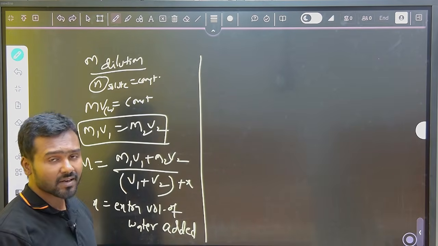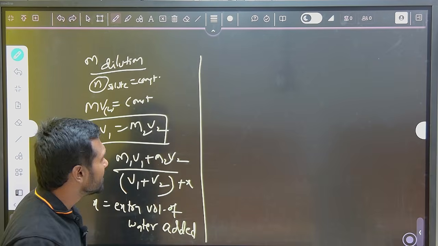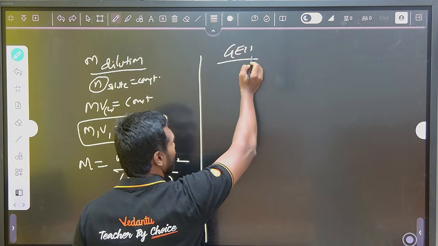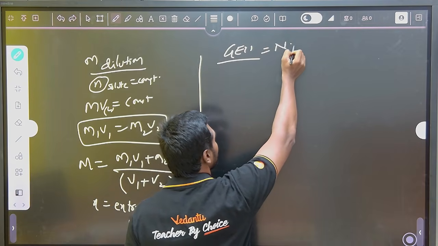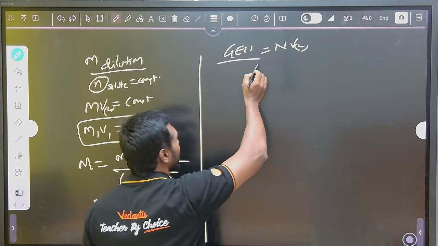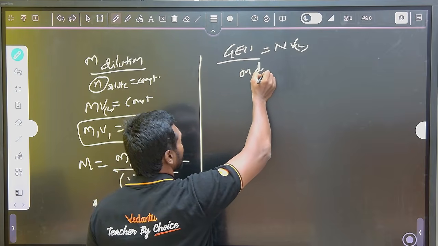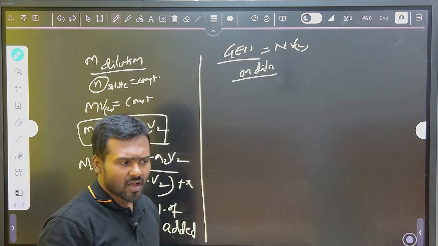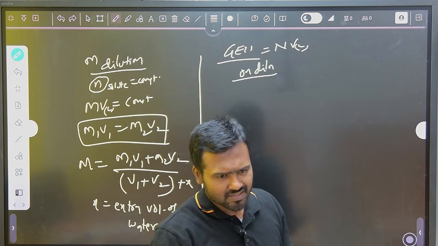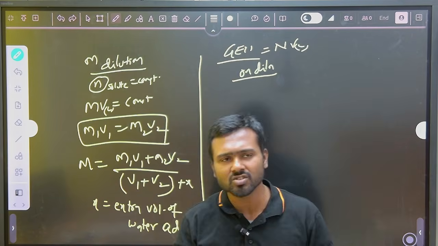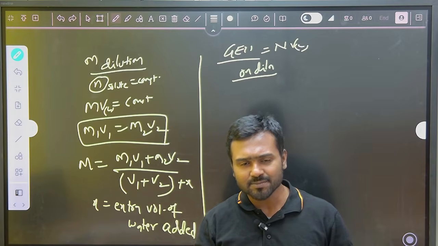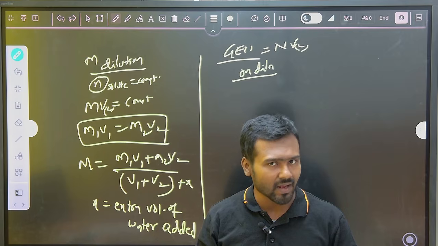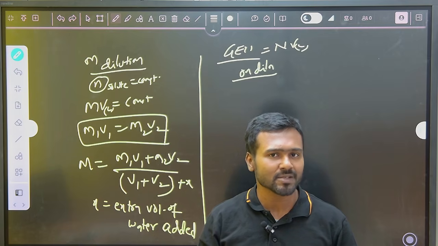Next, if you come to the normality, we are saying in terms of gram equivalents, the number of gram equivalents is equal to normality into volume in liter. So again on dilution, the number of gram equivalents of solute is constant. All the neutralization reactions, precipitation reactions and redox reactions will take place in terms of number of gram equivalents only. That's why this is the best method to express concentration.